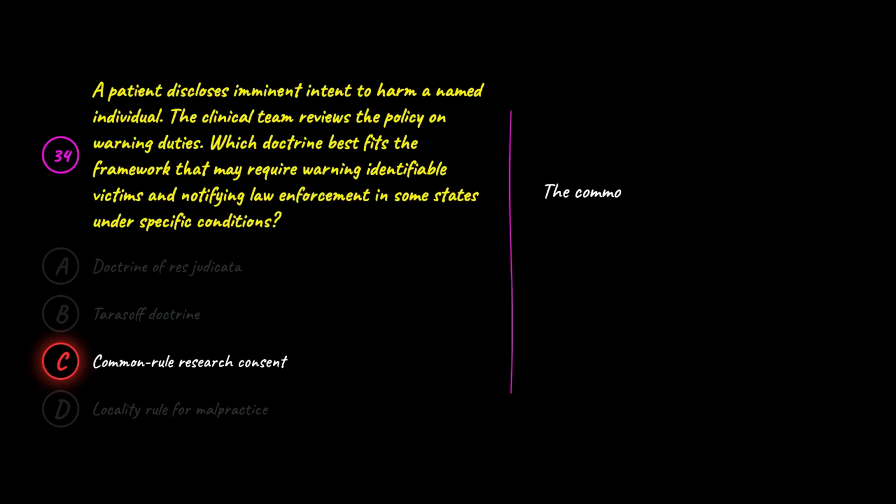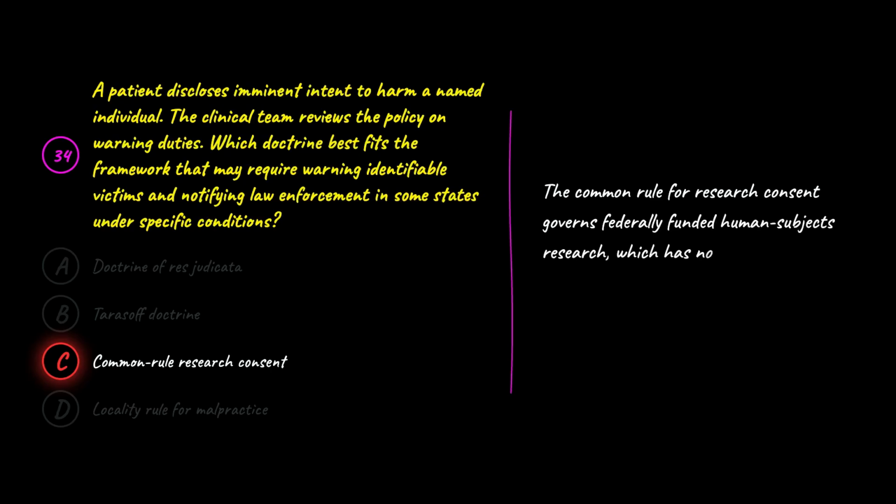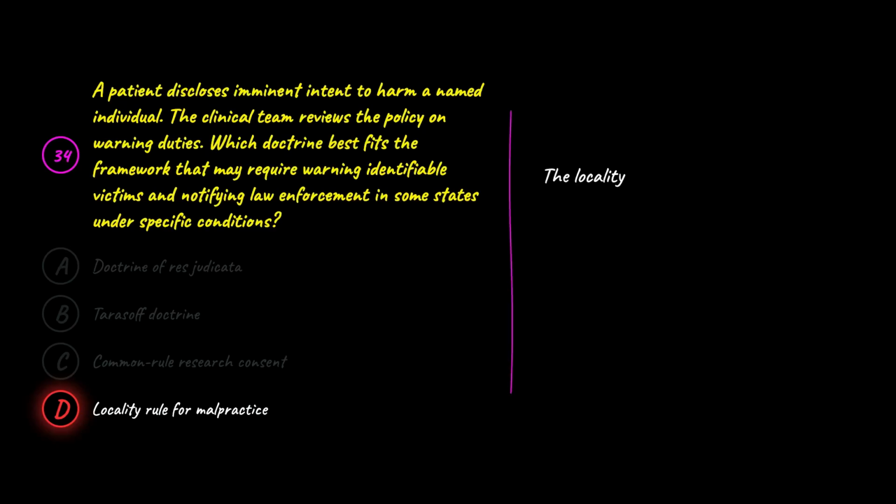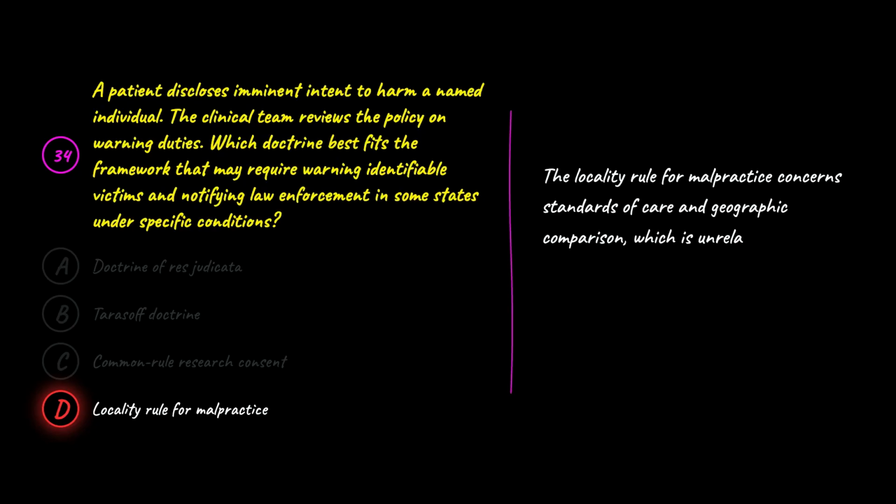C is wrong because the Common Rule for Research Consent governs federally funded human subjects research, which has no role in the threat of harm warning framework that applies in clinical mental health crises. D is wrong because the Locality Rule for Malpractice concerns standards of care and geographic comparison, which is unrelated to the warning duty framework that applies when a patient expresses imminent intent to harm someone.